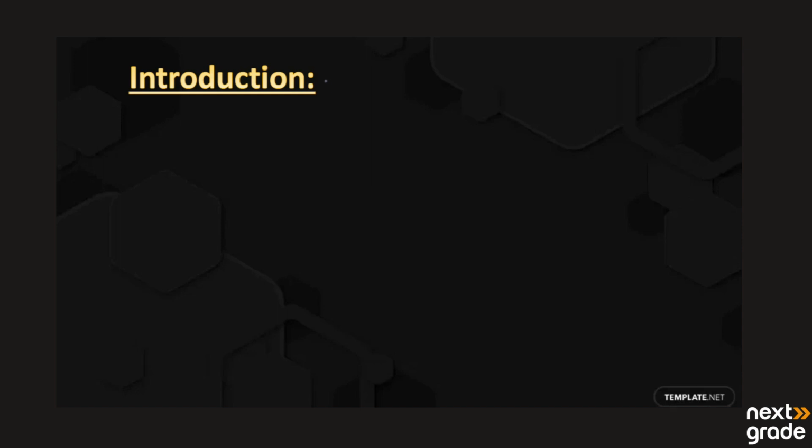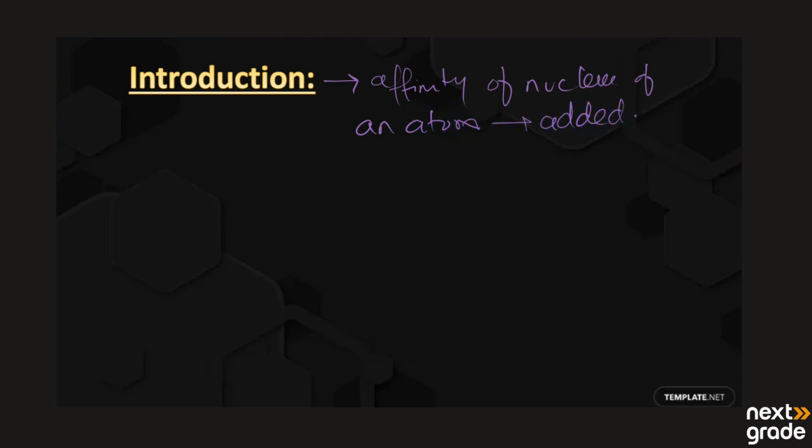You must know what is meant by electron affinity. It is the affinity of the nucleus of an atom towards the added electron. When we add an electron to the valence shell of an atom of an element, there is a release of energy. That release of energy is known as electron affinity.